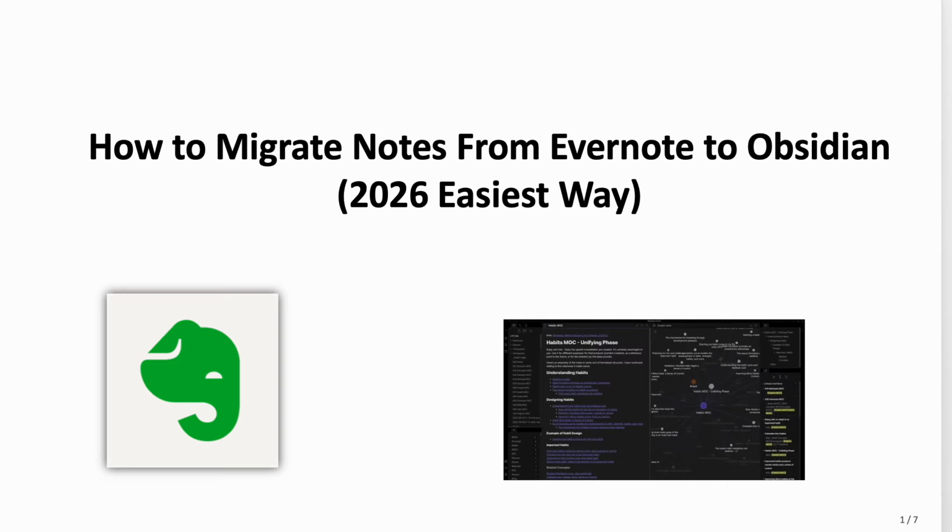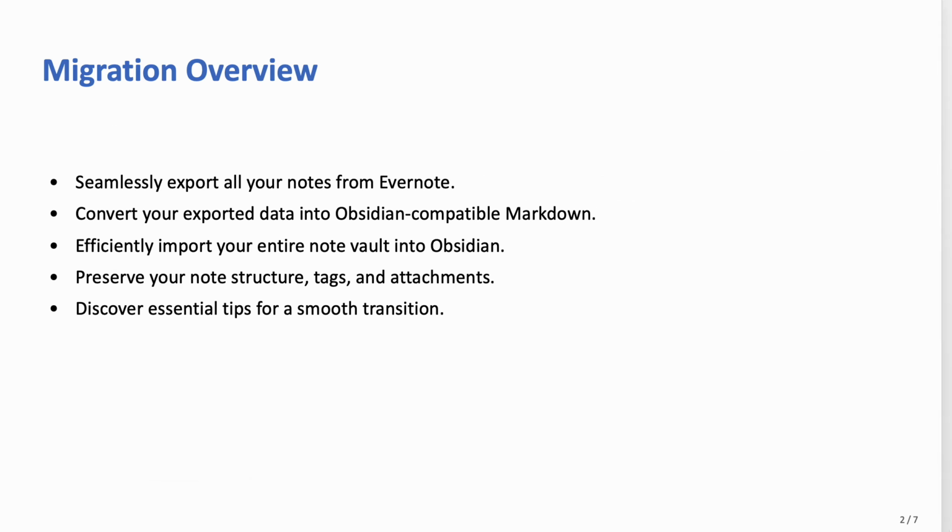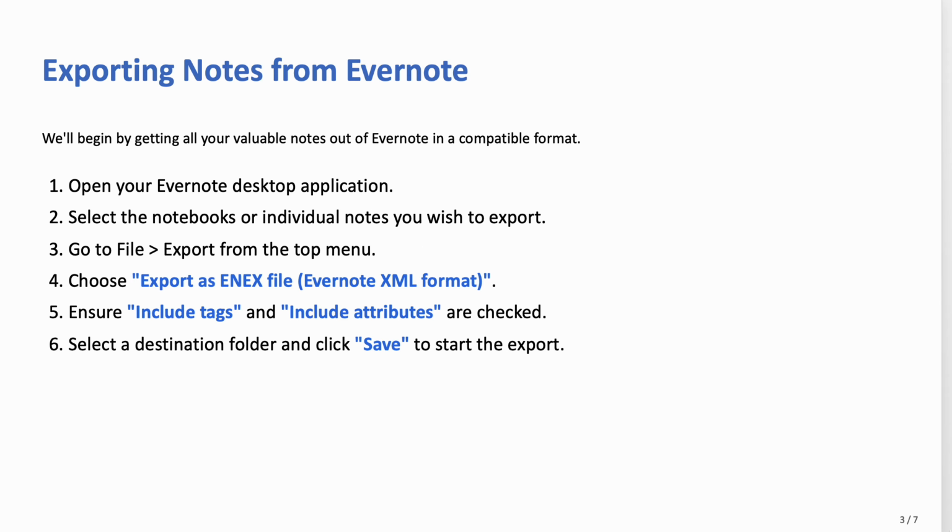Again, guys, in this video we will see how to migrate notes from Evernote to Obsidian. First of all, you export notes from Evernote. For exporting, open your Evernote desktop application, then select the individual notes you wish to export.